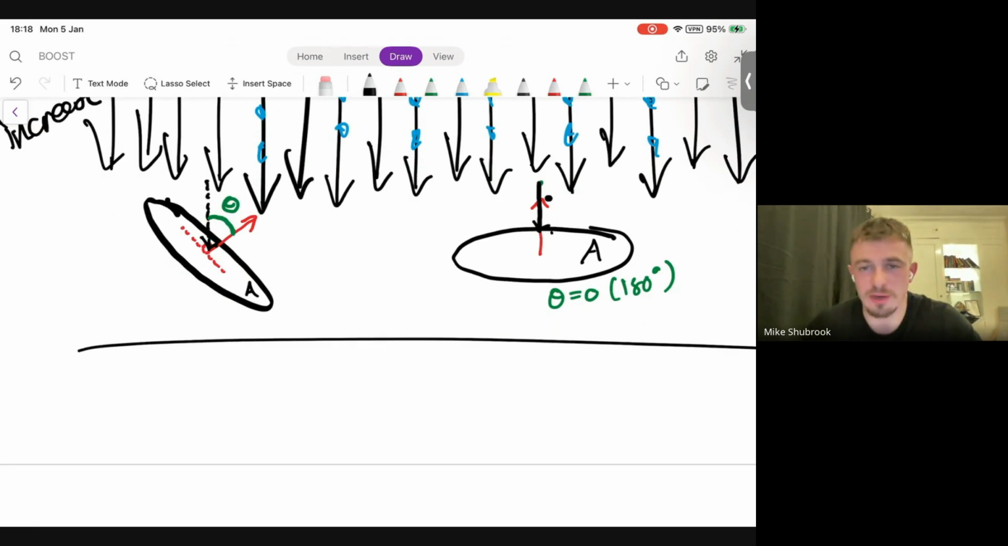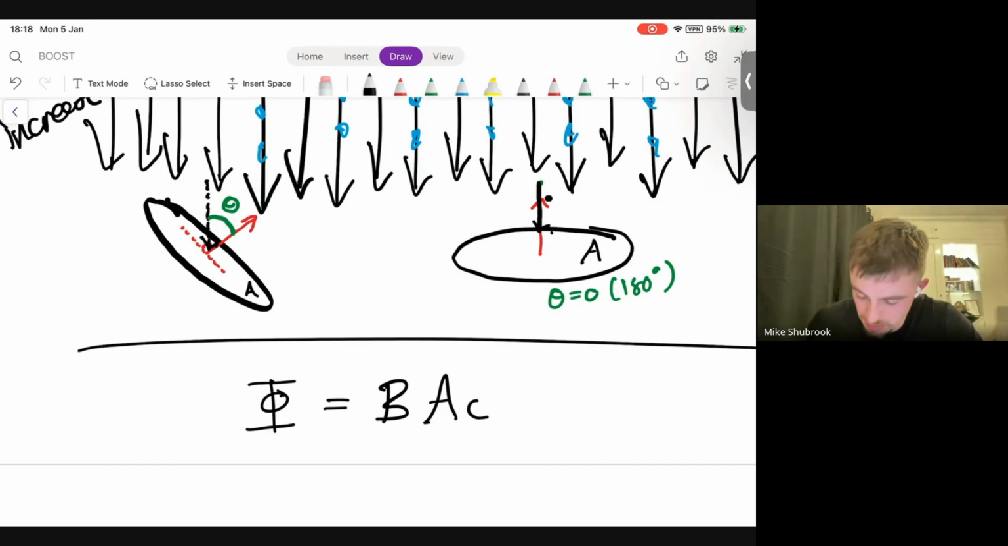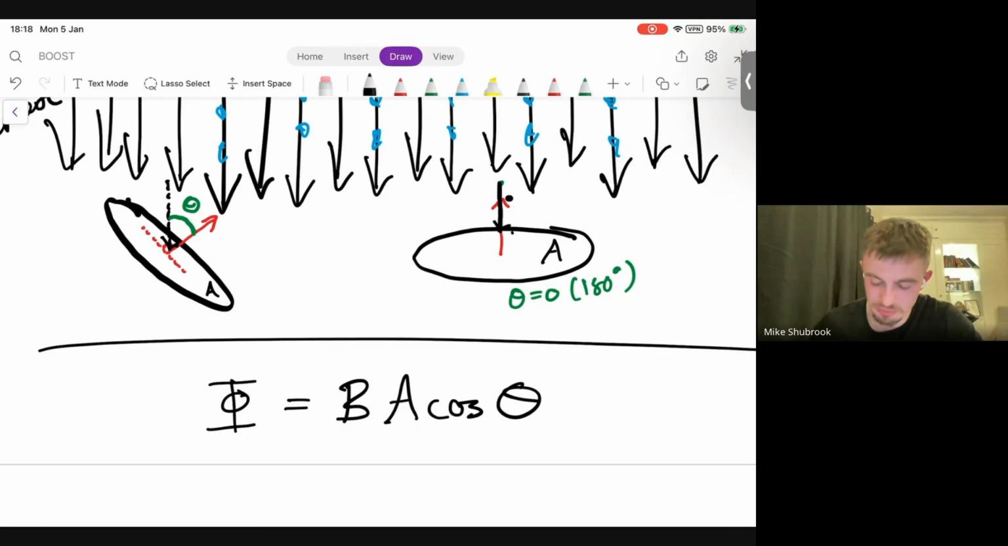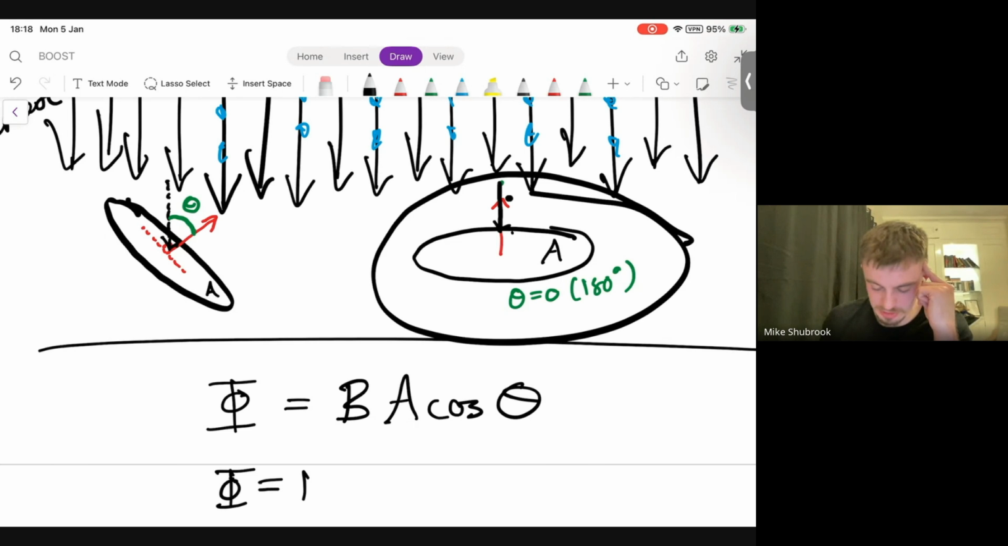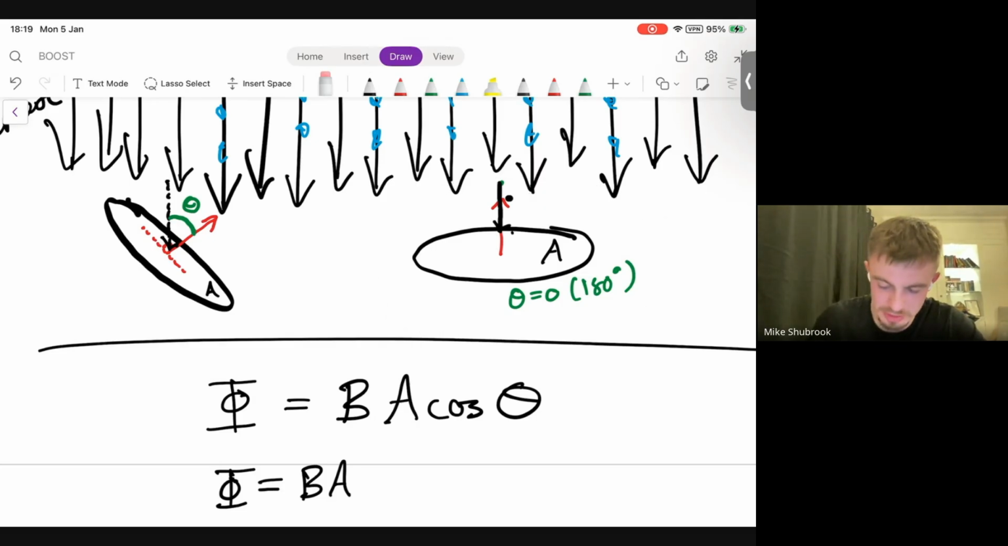So with all of these different variables defined now, I can tell you that the flux is equal to the magnetic field strength times the area enclosed by that wire times the cosine of theta. So this is the general formula for flux. In the case where the field cuts perpendicularly through the area, then the flux is simply the magnetic field strength times the area, like this. And that's just because you can think of cos theta being equal to 1 because theta is equal to 0.